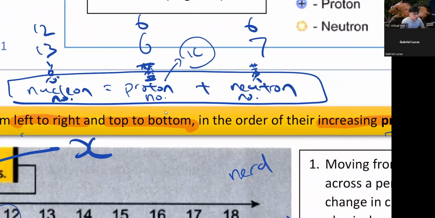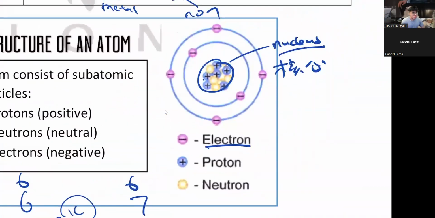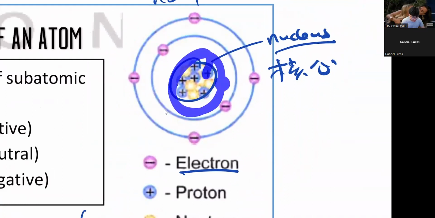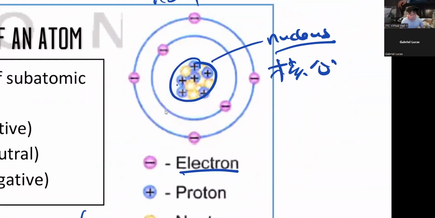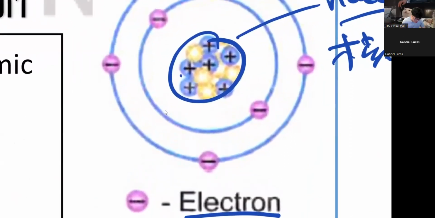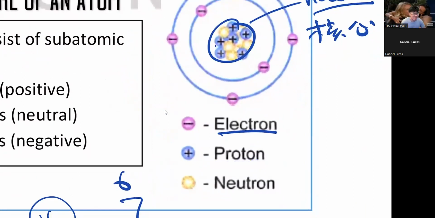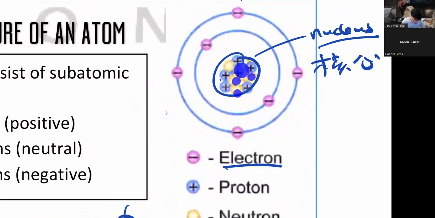Nucleon number equals proton number plus neutron number. So what is this? When we look at an atom, the middle of the atom is what we call the nucleus. Just like the middle of a cell is a nucleus, the middle of an atom is a nucleus too. And do you see there are two colored balls here? You have the blue balls, which are positive, we call them protons. You learned this in Form 1. And you have the yellow ones, we call them neutrons.